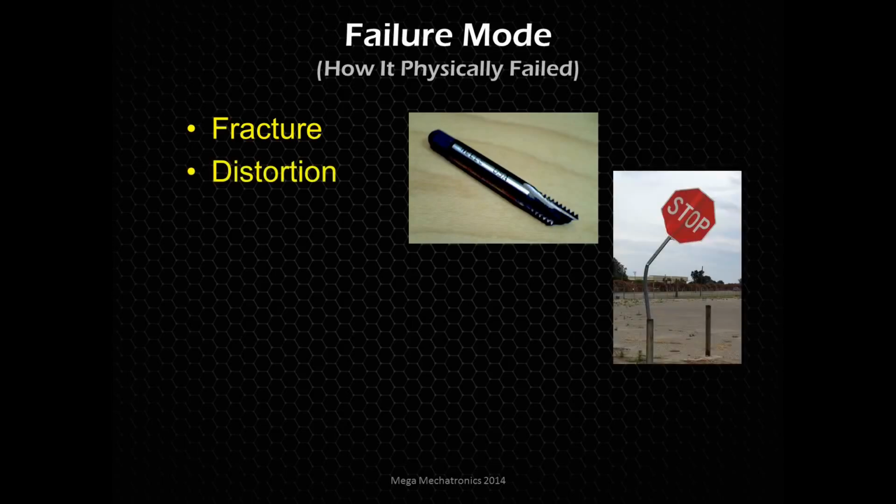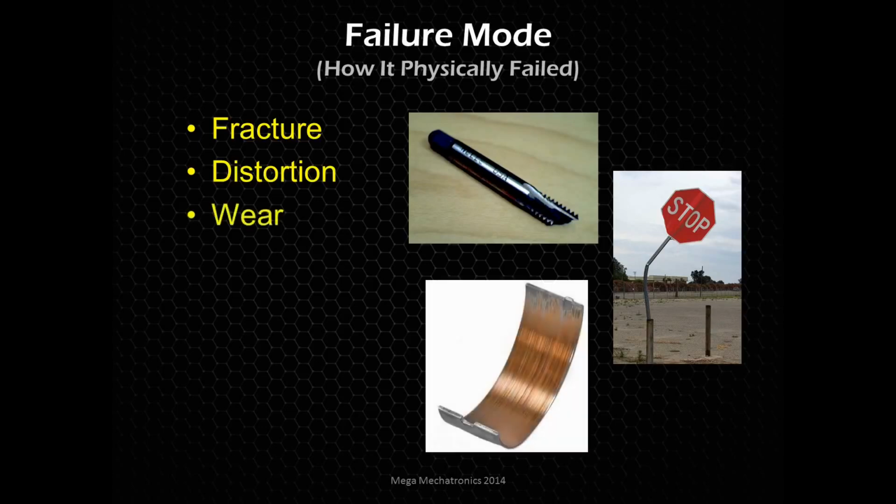There are distortion failures. So it doesn't have to fracture. It can just bend out of the way, and that's a failure. You see the sign here that's not acceptable. That's a failure, even though it didn't fracture.